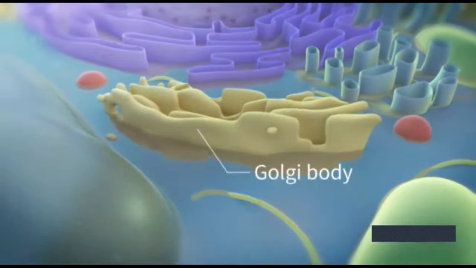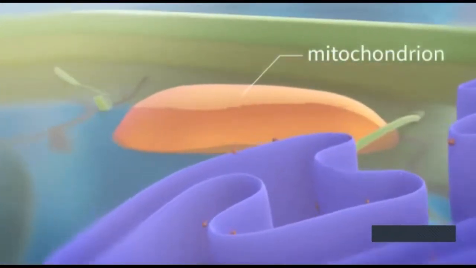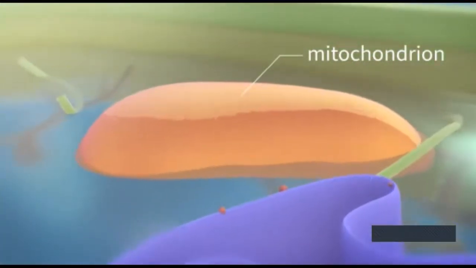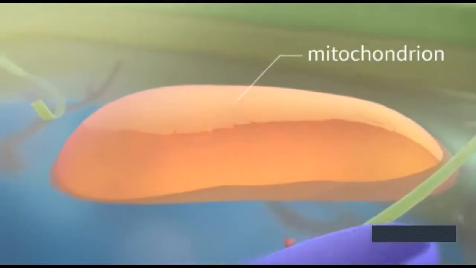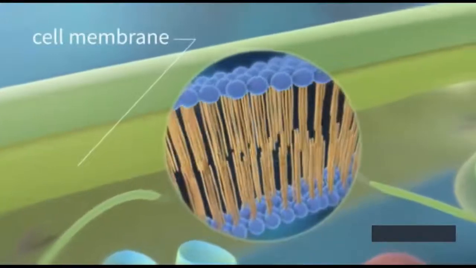Among the more complex organelles are the mitochondria, in which cellular respiration takes place. Their number, size and shape vary depending on the cell type. Each plant cell is surrounded by a cell membrane. It acts as a barrier separating the cell from the external environment.